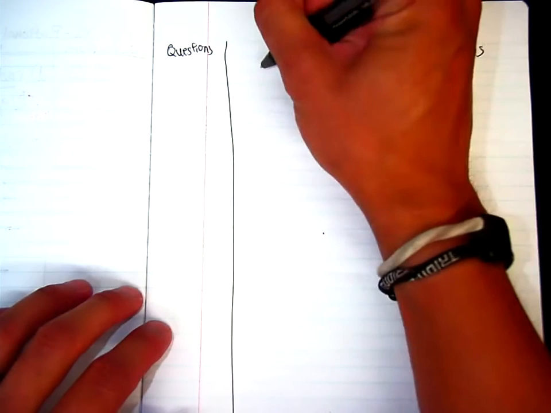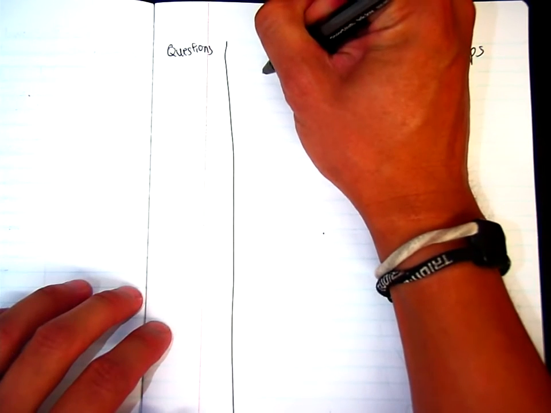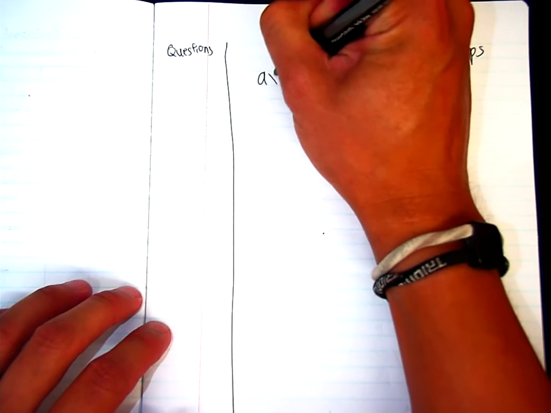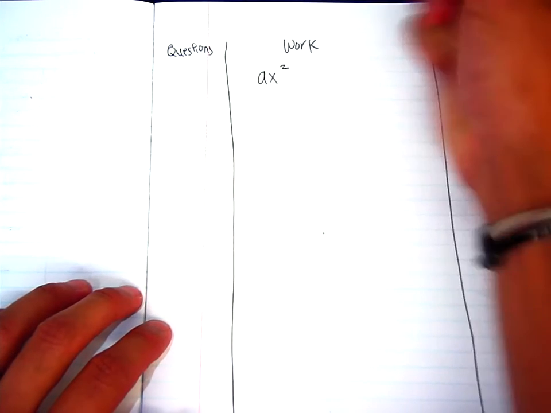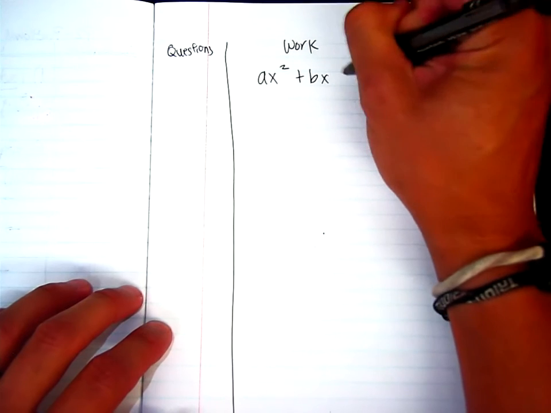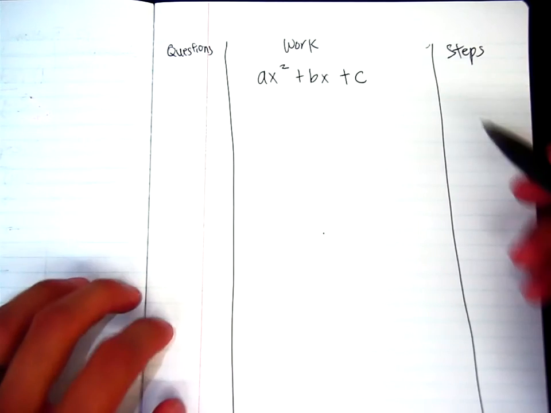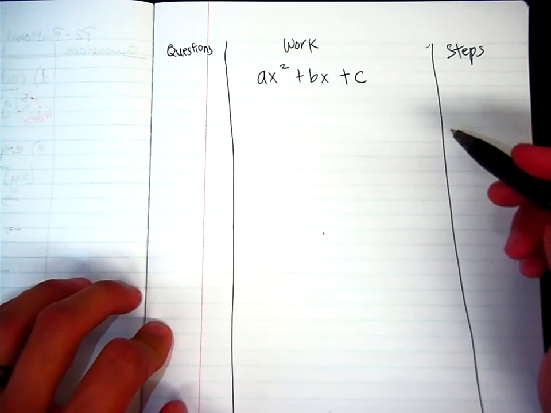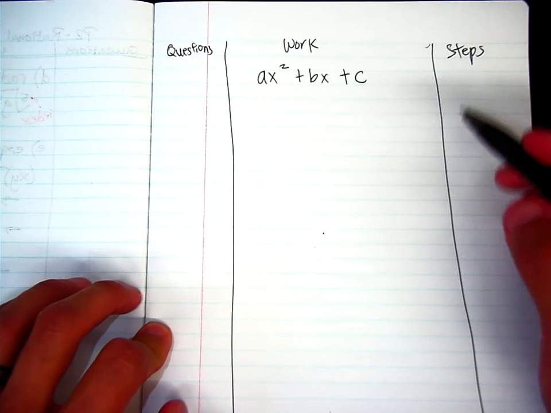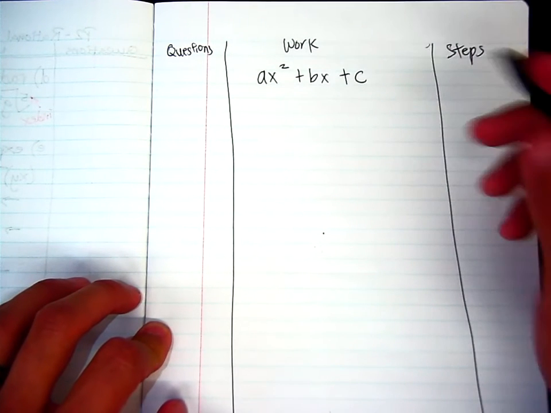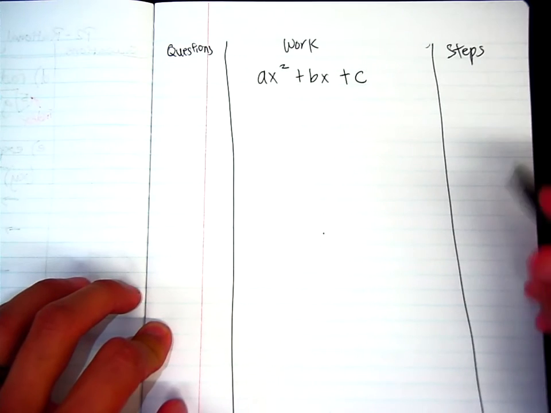Alright, so before we factor, I just want you to know there's a trinomial, and it's always in the form of ax squared plus bx plus c. So a is the number next to x squared, b is the number next to x, and c is the constant, which is the number all by itself.